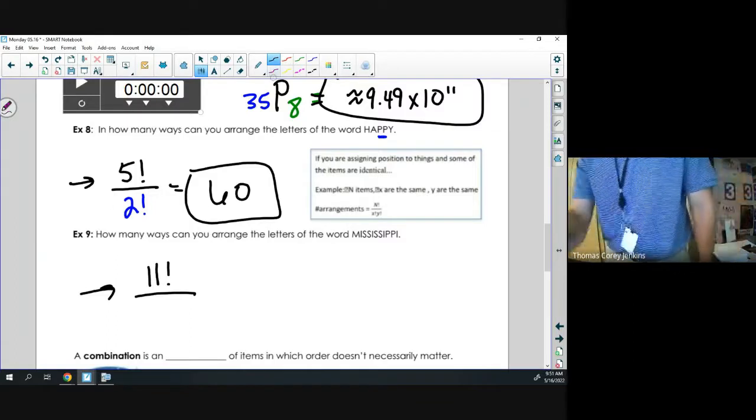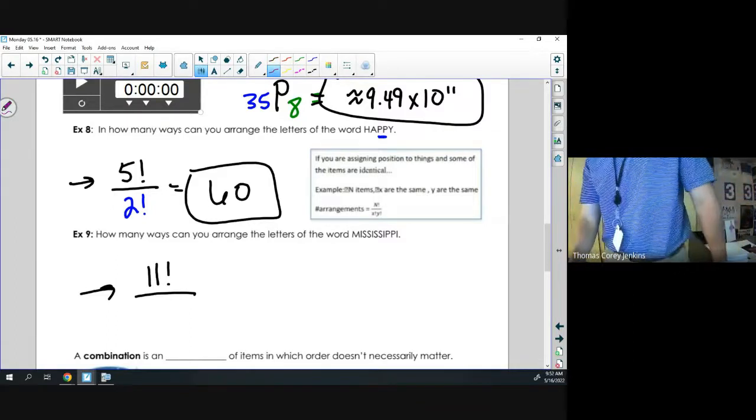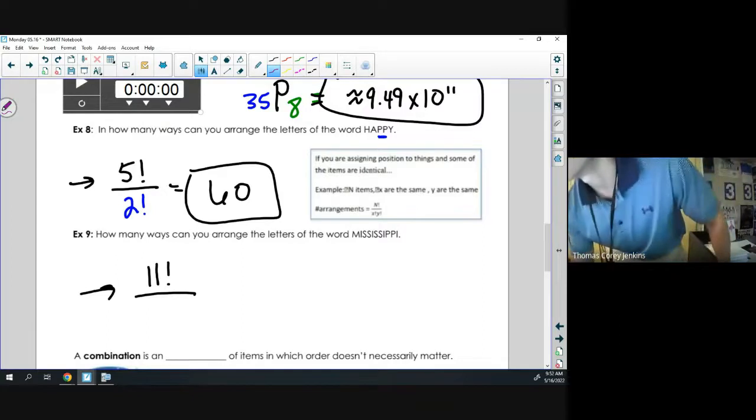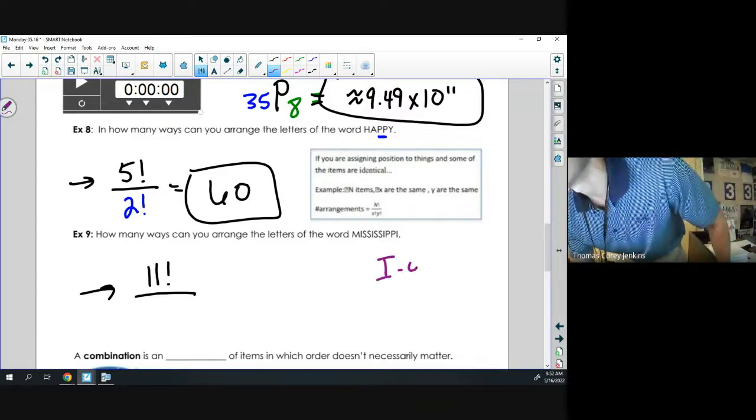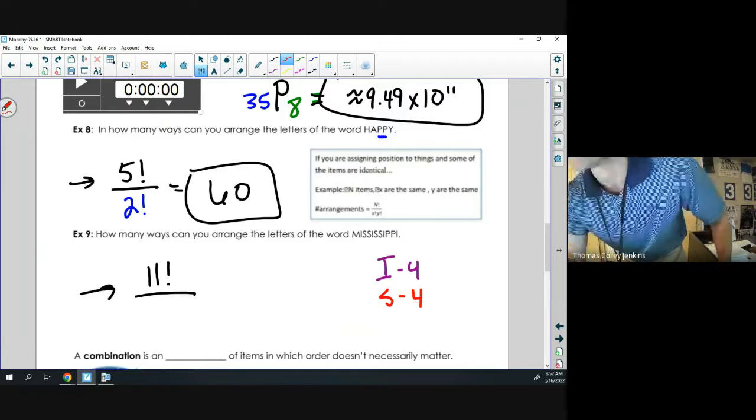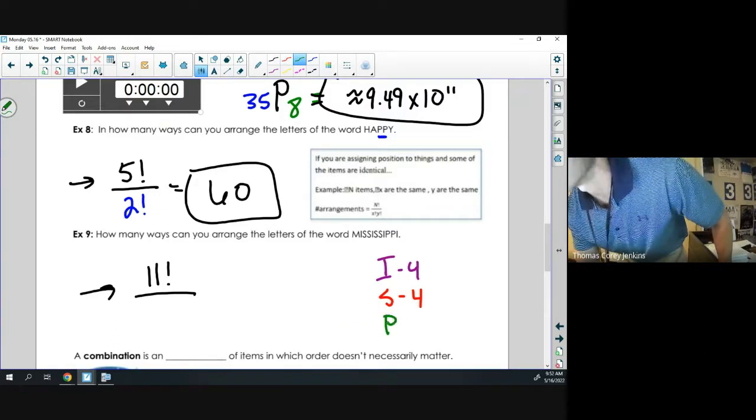So we have several. So how many I's are there? Has anybody counted those? 4 I's. All right. What about S's? How many S's are there? 4 S's. Anything else repeat? P's. How many P's? 2. All right. Very good.